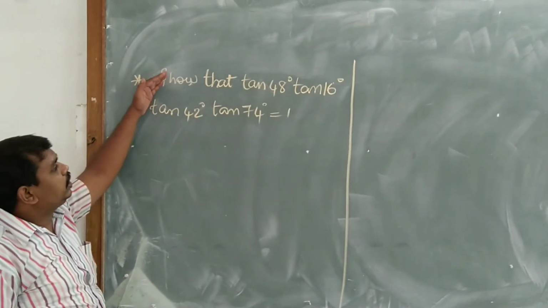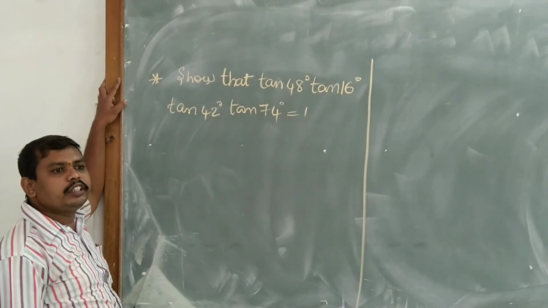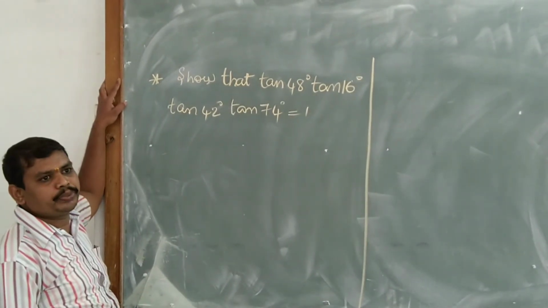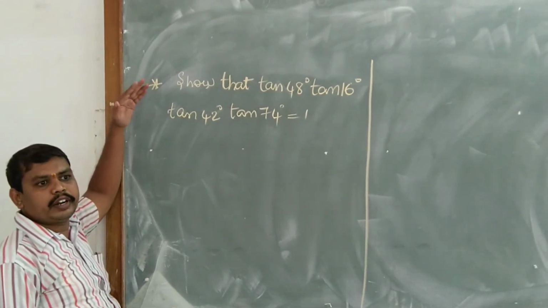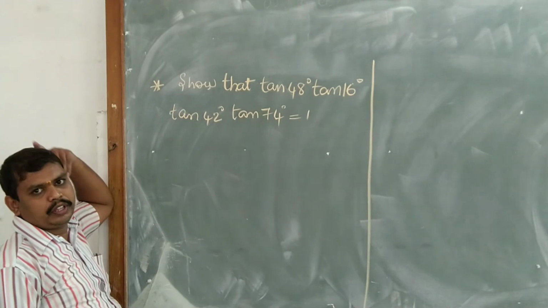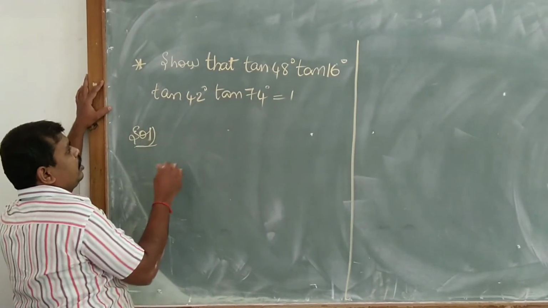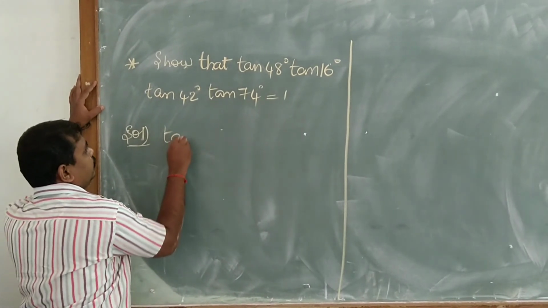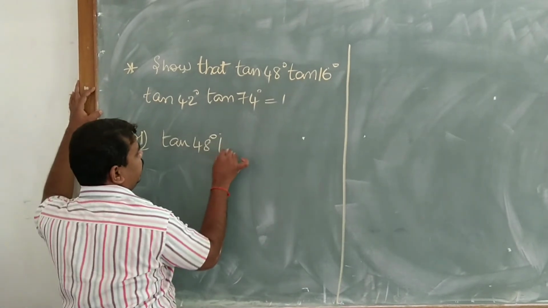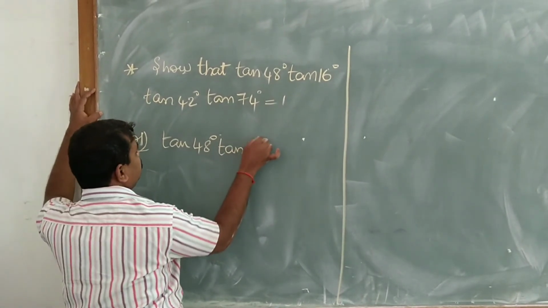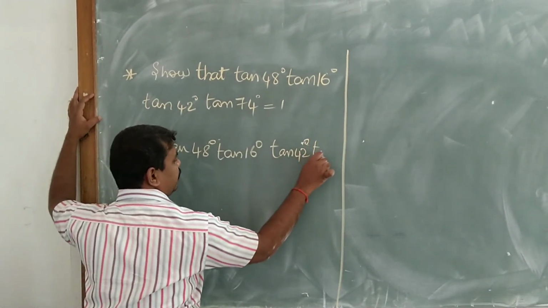So we need to show that tan 48 degrees into tan 16 degrees into tan 42 degrees into tan 74 degrees is equal to 1. So when we are solving this type of problem, we have learned about the quadrants like all silver teacups. Based on that we need to solve this type of problem here. Let us write the same question here: tan 48 degrees, tan 16 degrees, tan 42 degrees into tan 74 degrees.